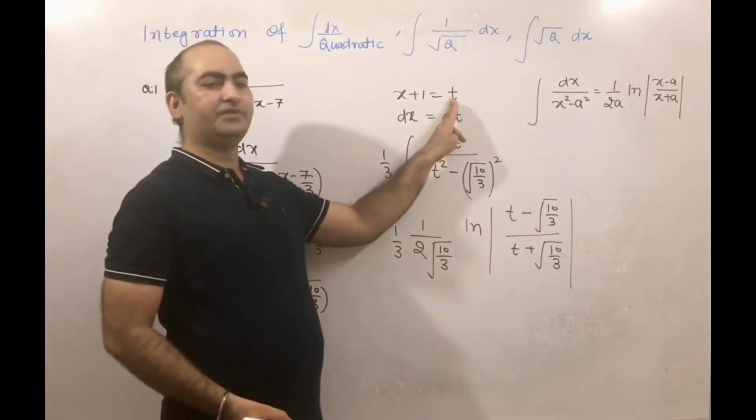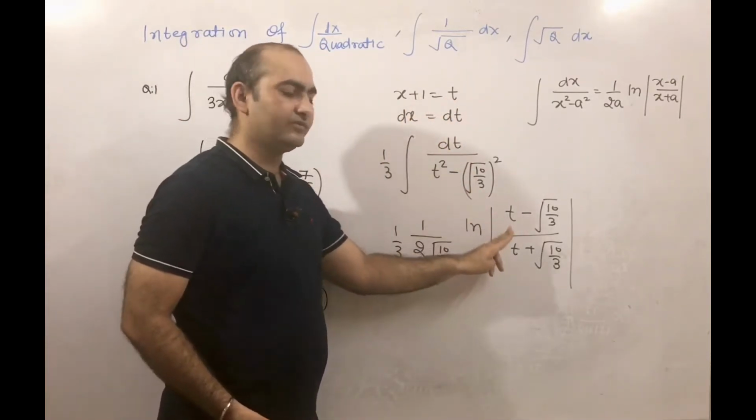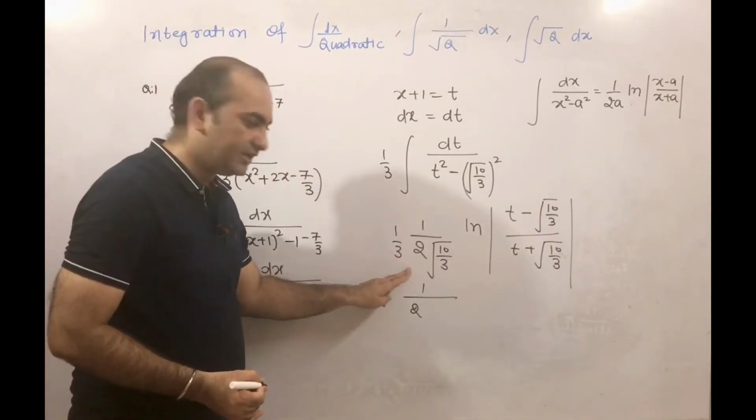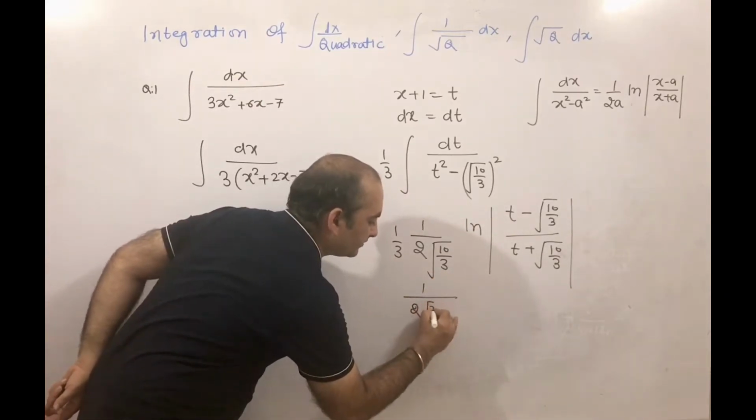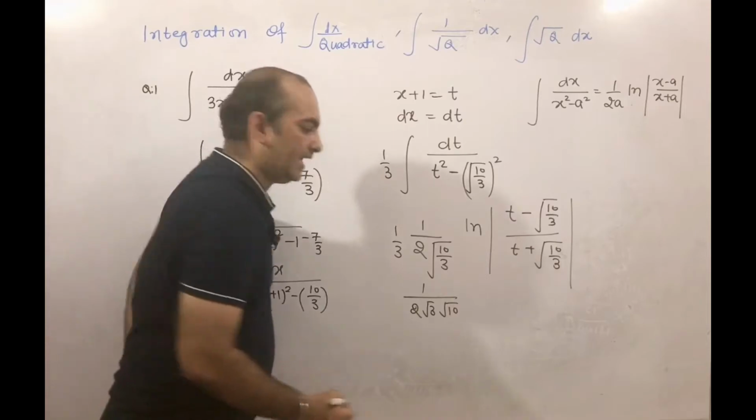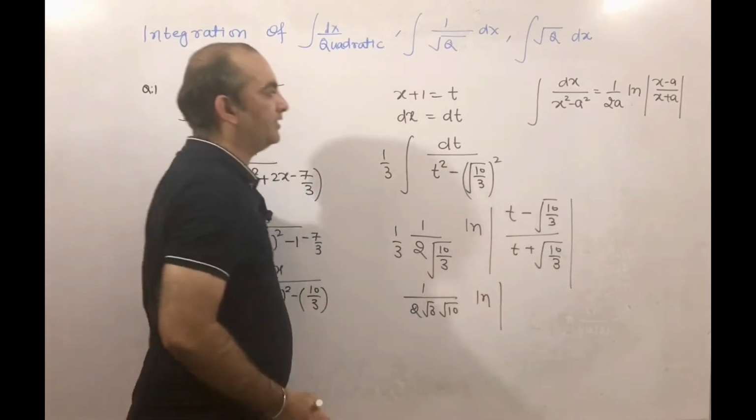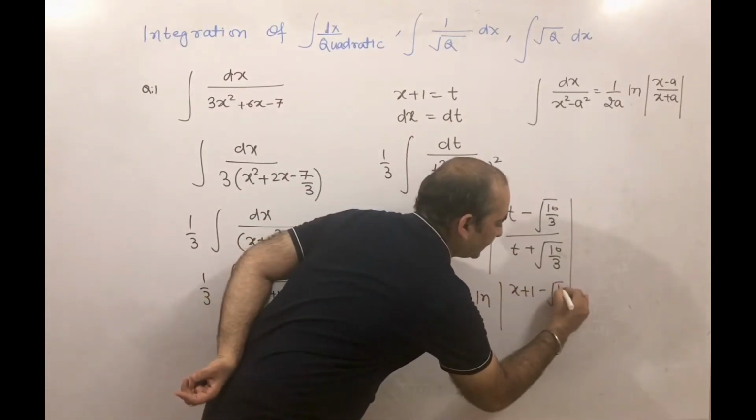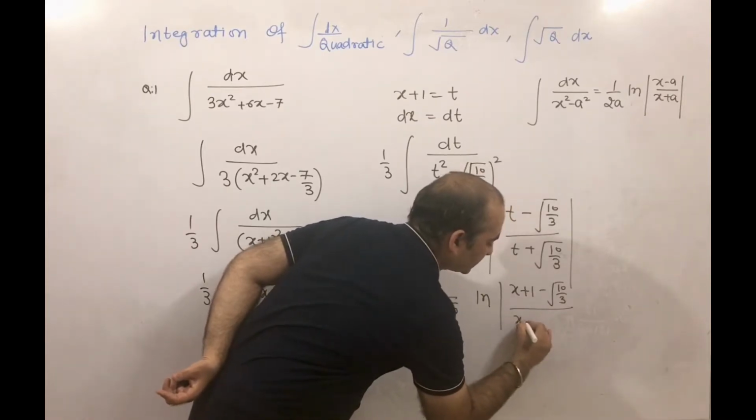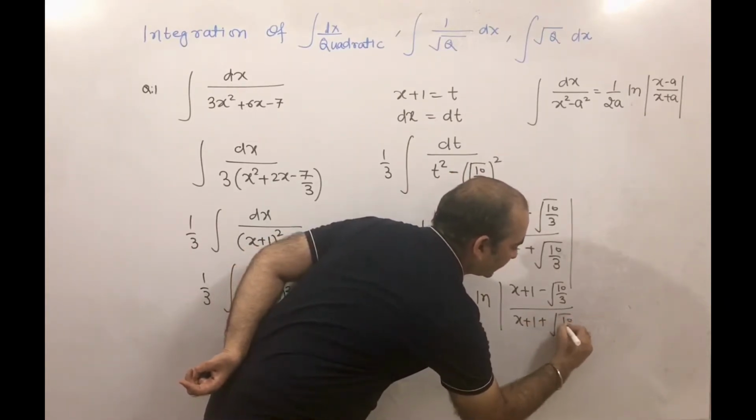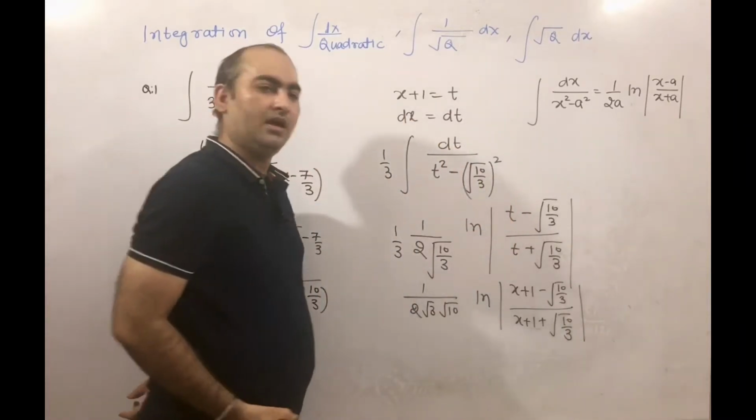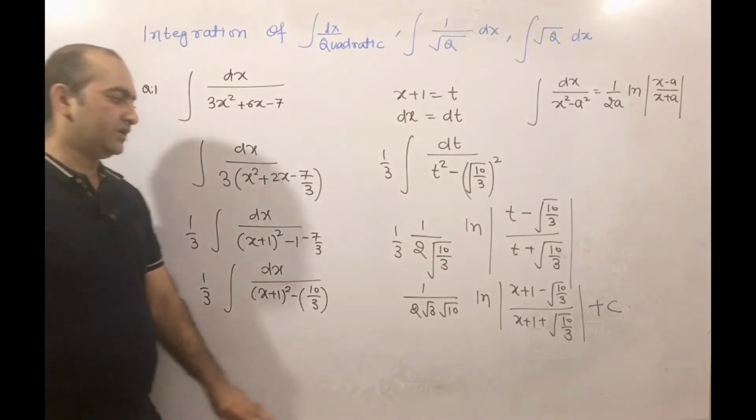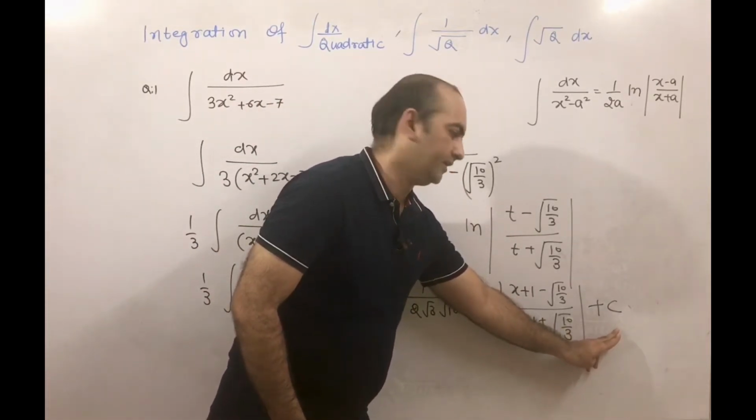Now we will put the values of t. So t is x plus 1. If you put x plus 1 here, what will come? 1 by 2, here 3 and root 3, so root 3 into root 10 ln modulus of t value, x plus 1, so x plus 1 minus root 10 divided by 3 divided by x plus 1 plus root 10 divided by 3. If you want, you can simplify further. Otherwise, you have to add plus c because we are doing indefinite integration. So at the last, you will add plus c, where c is a constant.